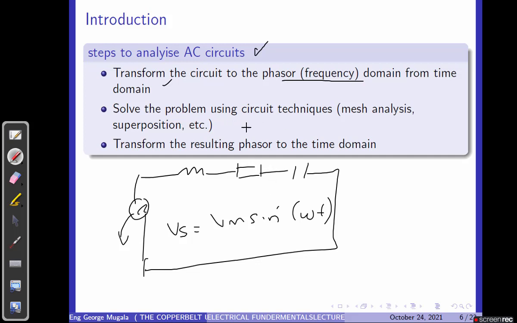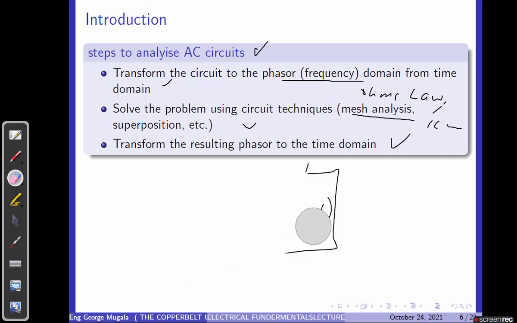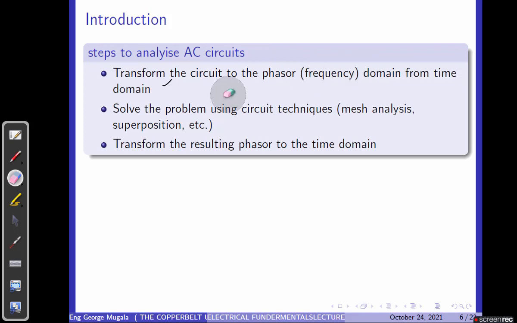Then solve the problem using simple techniques like mesh analysis. In this case, we use Ohm's law, and we can use Kirchhoff's laws. Once the circuit has been converted into complex or phasor form, we can transform it back to the time domain where it was. These are the steps you need for the calculations. So convert the circuit into the polar or complex format.